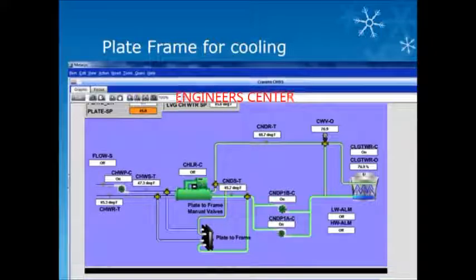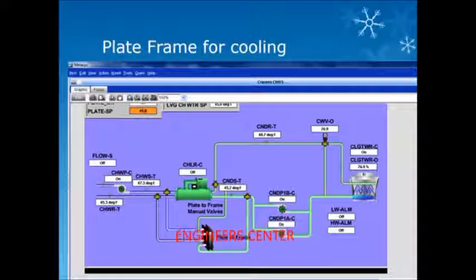In this screenshot, we see a typical layout for the plate frame for cooling. On the left-hand side of the screen, we have our primary pumps. We also have isolation valves for when the plate frame system is used to isolate the chiller from the system. The plate frame for cooling is generally used during the colder months of the year and is a good source of providing cold water to the air handlers.